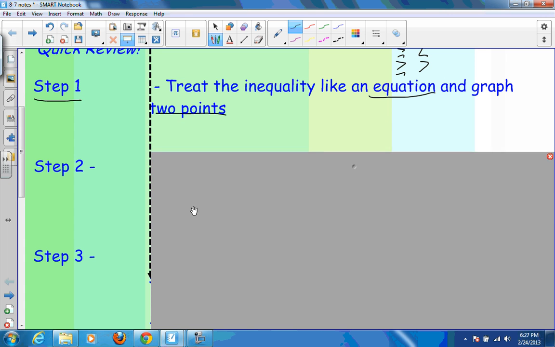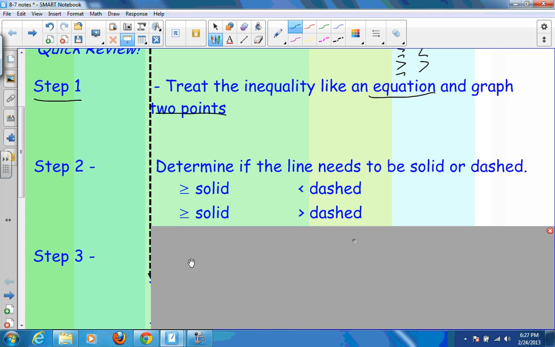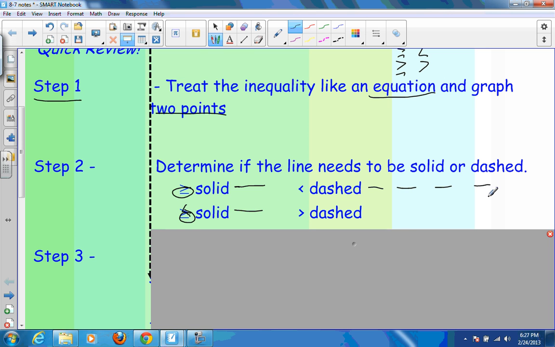All right, step 2 is determine if the line needs to be solid or dashed. Let me switch this around. I want that to be less than. What I tell my students is if you see a line in the inequality symbol, then you're going to graph a line, okay? If you don't, then your line is going to be dashed, okay? And step 2 is really just a matter of looking and seeing what you got.